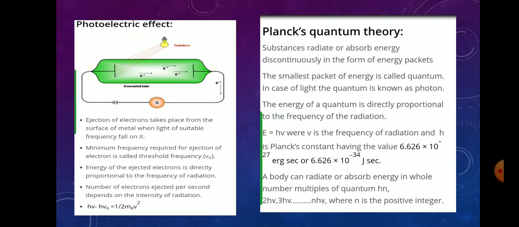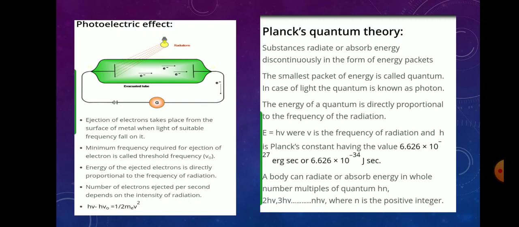Planck's quantum theory. Substances radiate or absorb energy discontinuously in the form of energy packets. The smallest packet of energy is called a quantum. In case of light, the quantum is known as a photon. The energy of a quantum is directly proportional to the frequency of the radiation, that is, E is equal to h nu, where nu is the frequency of radiation and h is Planck's constant, having the value 6.626 into 10 power minus 27 erg second or 6.626 into 10 power minus 34 joule second.